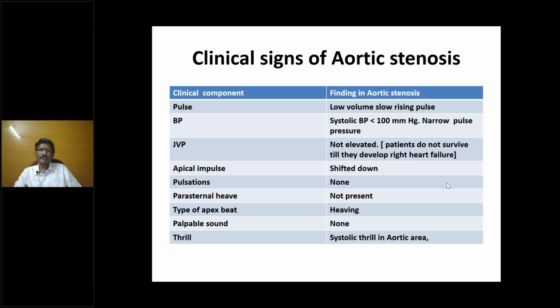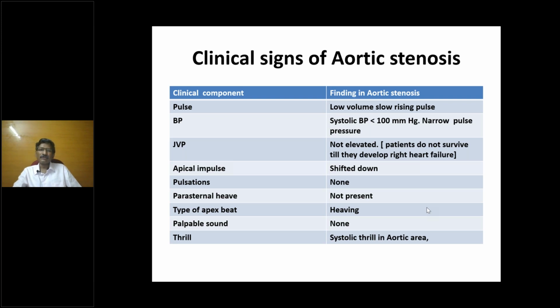Now, apical impulse is shifted down or it can be shifted out. It's variable. So it is either shifted down or it is shifted out, not down and out, because apical impulse shifting down and out indicates dilatation. So it can be shifted down or it can be shifted laterally depending on how the hypertrophy occurs. And as we already told, no pulsations will be there, no parasternal heave will be there, apex will be heaving, and you will get a systolic thrill in the aortic area.